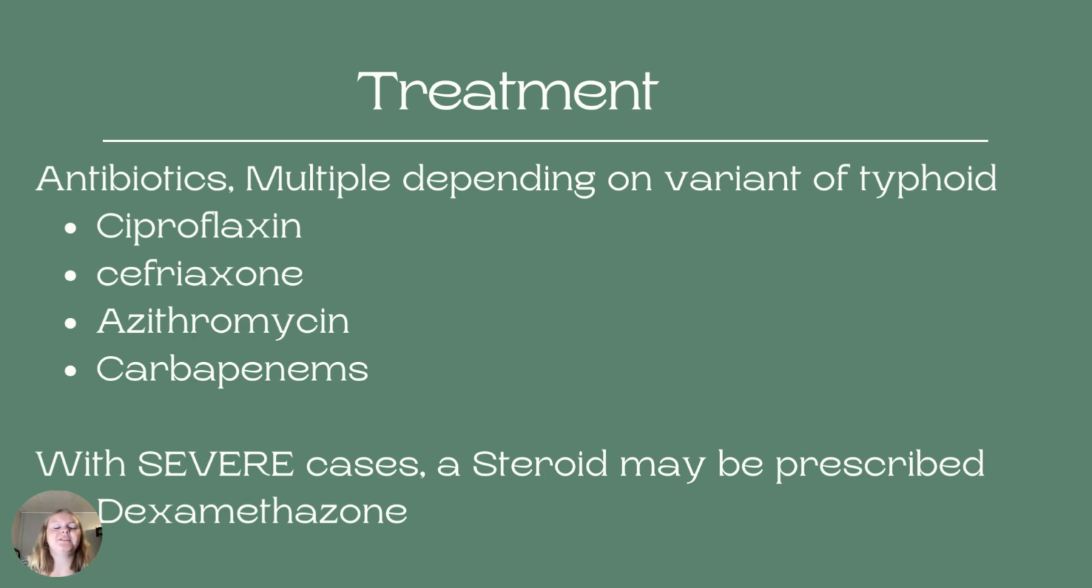Treatment. So treatment is mostly antibiotics, multiple depending on the variant of typhoid. This can include ciprofloxacin, ceftrixone, azithromycin, and carbapenems. And the antibiotics weren't invented until 1928. So that goes to show they wouldn't have known that would have cured it. With severe cases, if you wait very, very long, a steroid may be prescribed. Dexamethasone could be used to help bring that down.